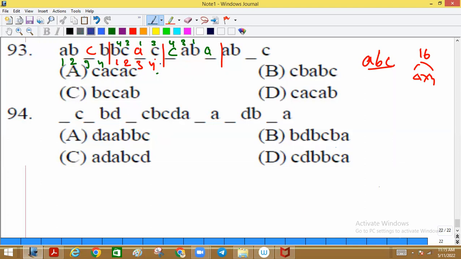Now again I will write 1, 2, 3, 4. So what is the repetition I should get? 4, 3, 1, 3. So here also 4. Yes, 4. 3 here. 3. What is the 1 here? C. Yes or no? I got the answer.